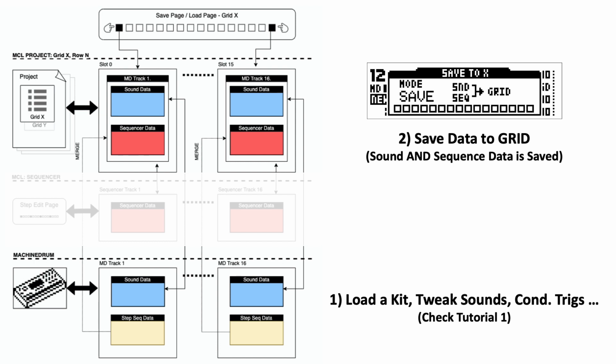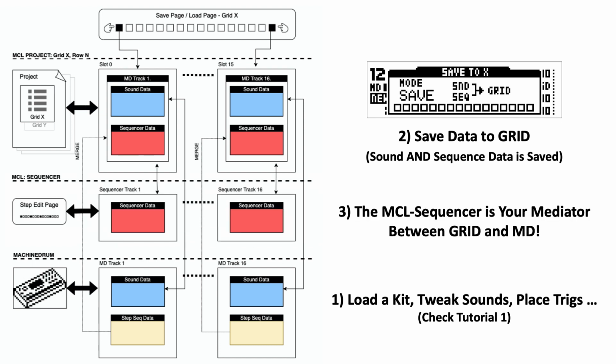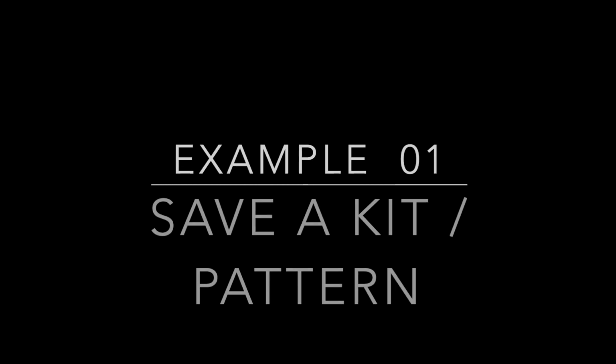So while saving data to the grid, this means that you save sound information and also sequence data onto the grid. Data from the grid can be recalled into the MCL sequencer. So the MCL sequencer is basically your mediator between the grid and the Machinedrum. Okay, this really sounds complicated, but you will see that it's much easier in reality if we have a look at this example here.